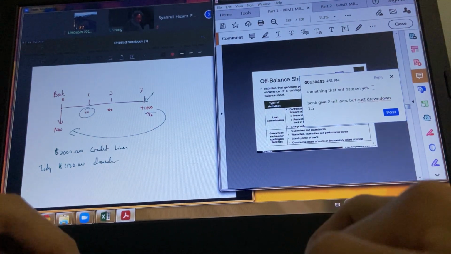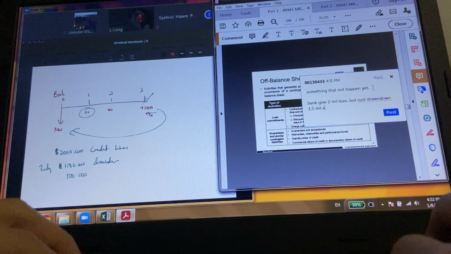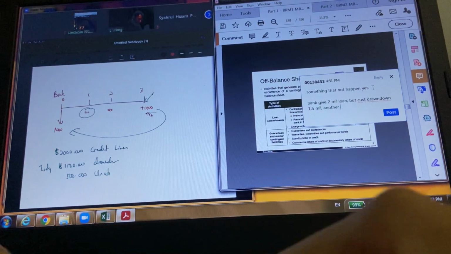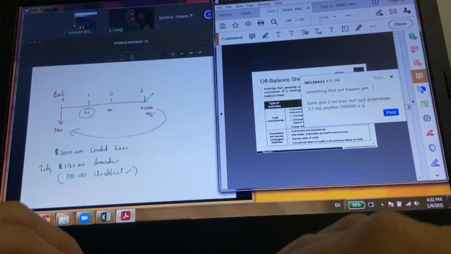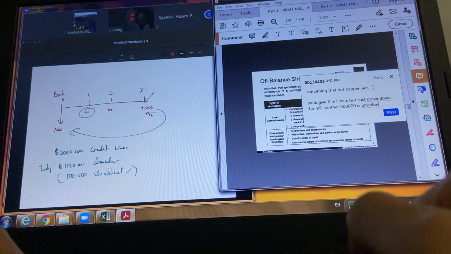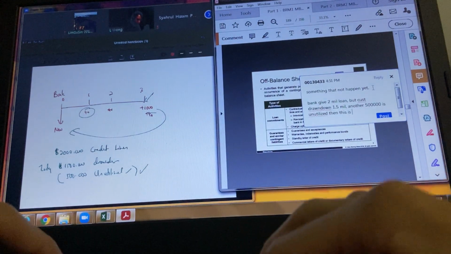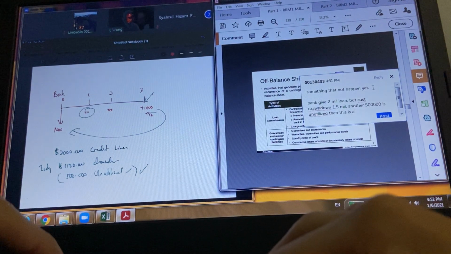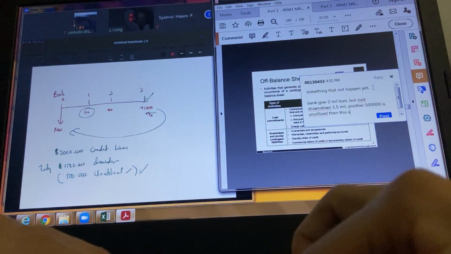Right? Draw down 1.5 means another 500 million, but the 100 is unutilized. What do you mean unutilized? Means not used by the customer yet. Right? That amount can also be considered as credit risk.